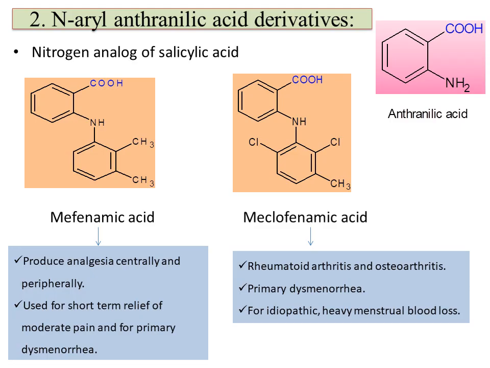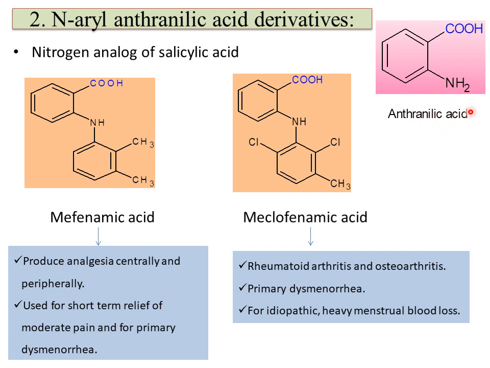And coming to the second class of compounds, the N-aryl anthranilic acid derivatives. So what is anthranilic acid? This is the structure of anthranilic acid. We already studied in the previous part about salicylic acid, consisting of a carboxylic group and OH. Instead of OH, if it possesses NH2, it gives anthranilic acid.